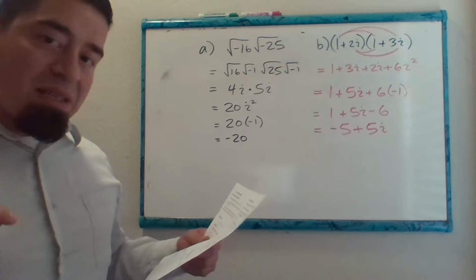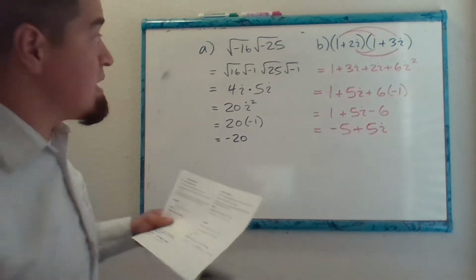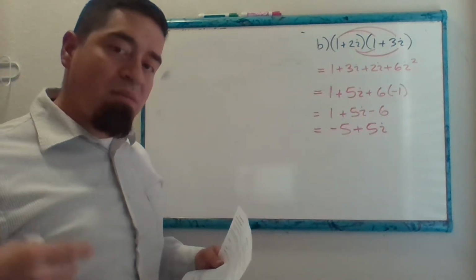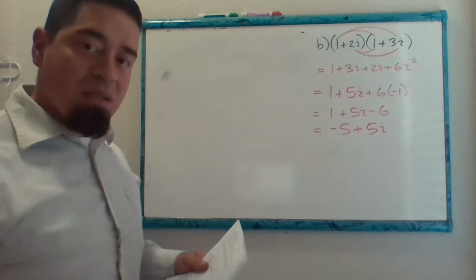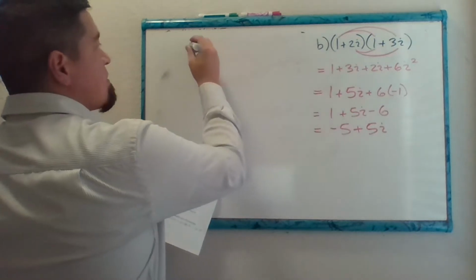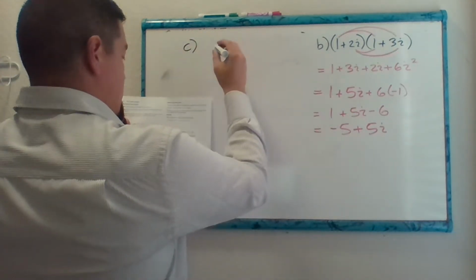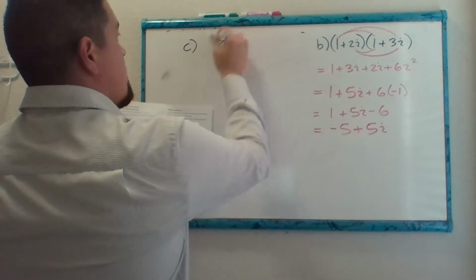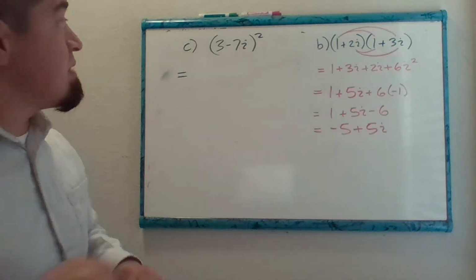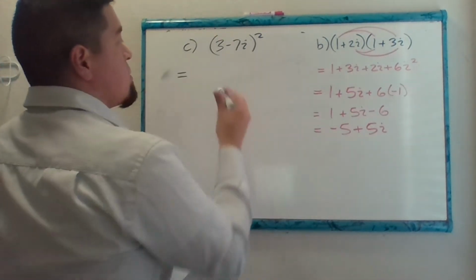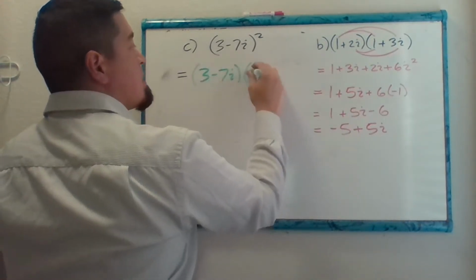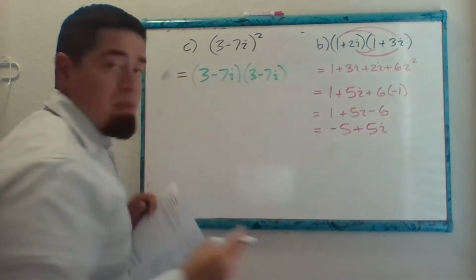So take some time to try C. Just remember that on C, 3 minus 7i squared is really, a squared is what? It's when you multiply a number times itself. So 3 minus 7i squared is actually 3 minus 7i times 3 minus 7i. So start there. It'll end up being like this. So pause the video, try that out. So, like I said, 3 minus 7i squared, you're actually going to do 3 minus 7i times 3 minus 7i. Okay?